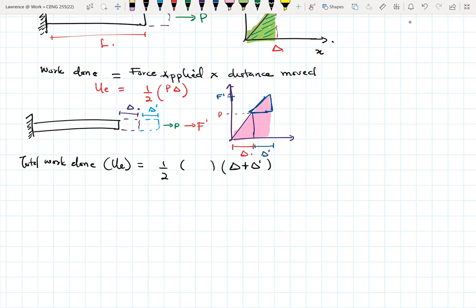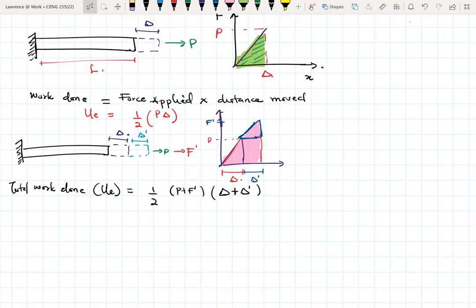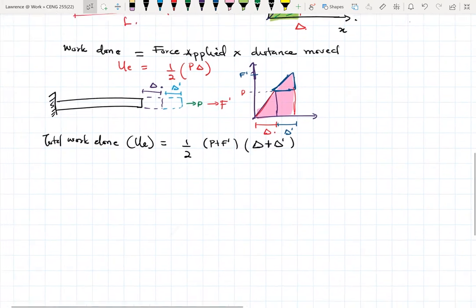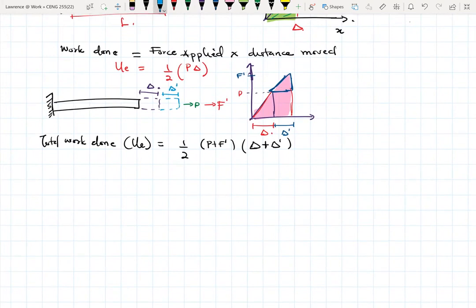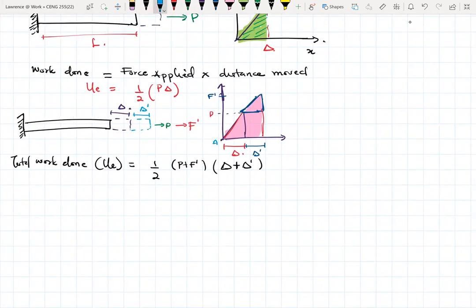So let me just say P plus F prime. Okay. So the first deformation is due to P. All right. Then the second deformation, or the extra deformation that we have, will be due to the F prime.